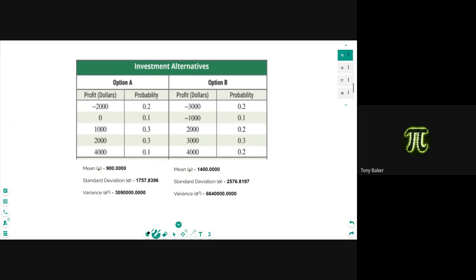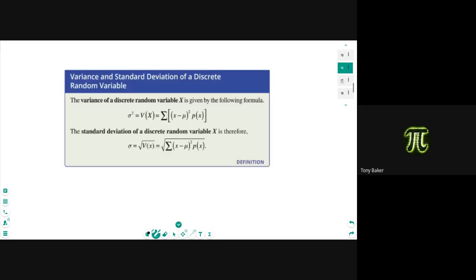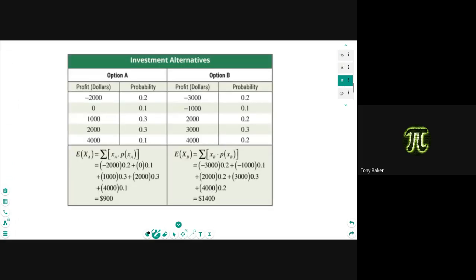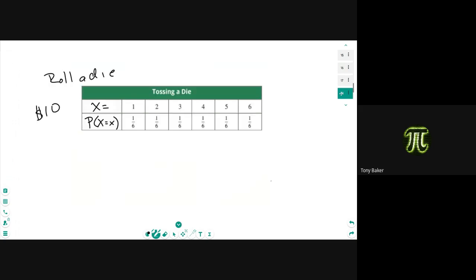Which one's bigger? B is bigger. Okay. So that means that while the mean is 1400, there's a wider variance from that mean. So we can go on either direction of that case. All right. That one. Okay.